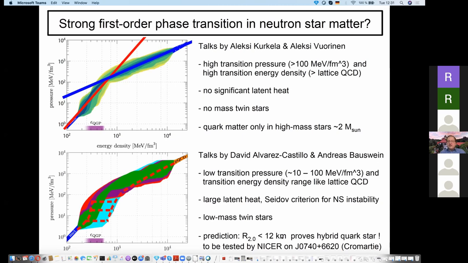One of the predictions would be that high mass neutron stars in the region of two solar masses should have rather low radii, and maybe below 12 kilometer would then prove the existence of quark matter in the core. Why? Because there's no realistic hadronic equation of state which would provide a two solar mass neutron star with smaller radii. Well, this I leave here as a provocative statement for you.